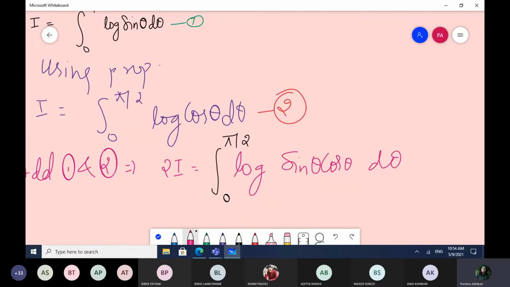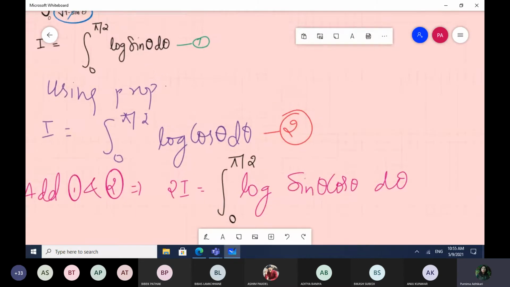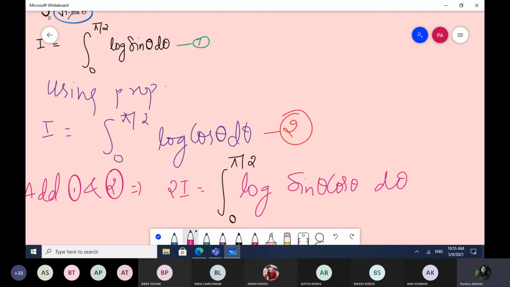Okay, what next? Now we are going to aim towards converting this integral into exactly the same log sin theta d theta, that is, in terms of I. How can we do that? By doing certain changes. What is it?